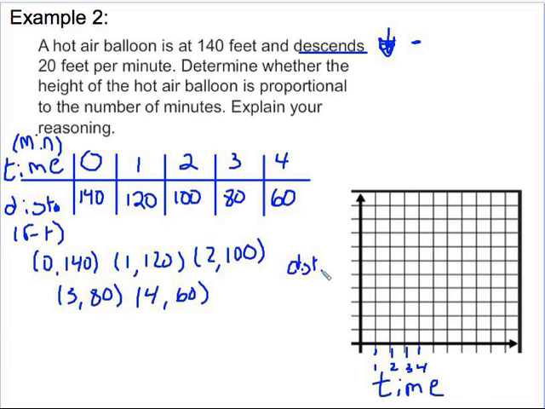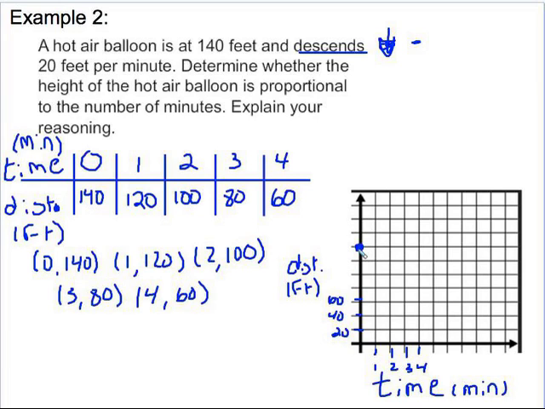Now for the distance, which we know is calculated in feet, so time was minutes and distance was feet, I'm actually going to scale my graph by 20s in order to fit all my information in. So I'm only going to go up to 60 for time's sake. Alright, so let's go ahead and start graphing these. I know at 0 minutes I was at 140 feet high, so that's going to be 20, 40, 60, 80, 100, 120, 140, so I put that right up there.